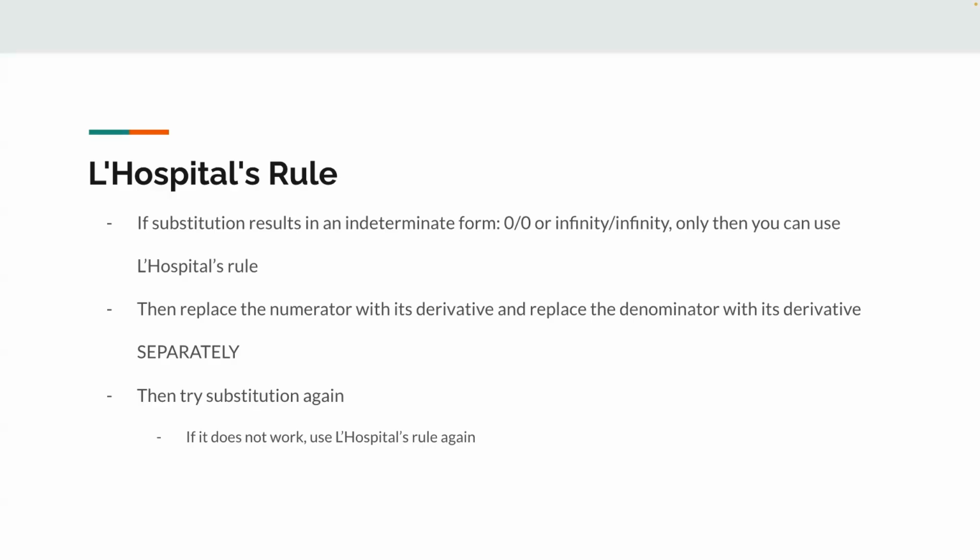So then we'll find the derivative of the numerator and replace the numerator with that, find the derivative of the denominator and replace the denominator with that, and we make sure we do it separately. We're not using quotient rule. We're just finding the derivative of the numerator and denominator separately and putting it back in. And then we'll try substitution again. And if it does not work, we'll use L'Hopital's rule again. And we keep going until we find a value that's not indeterminate.